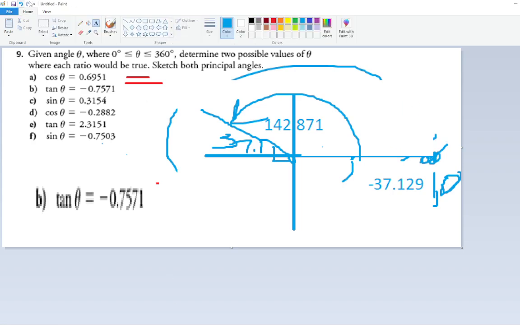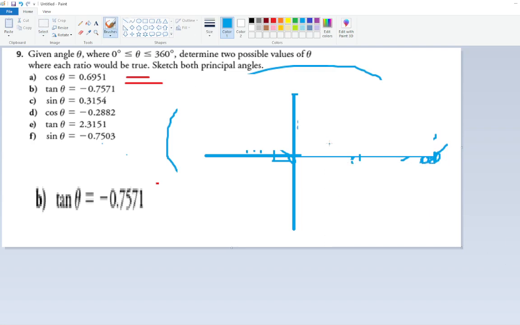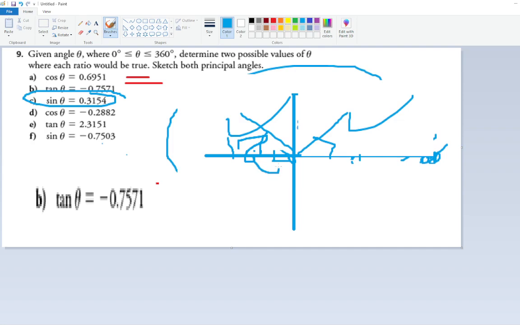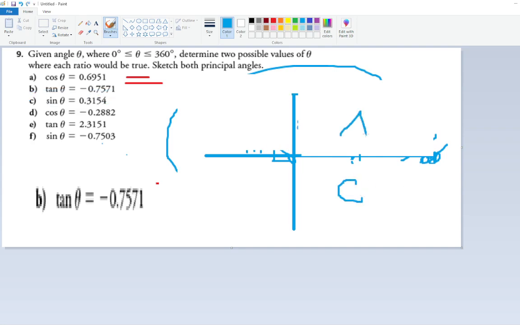Okay, now what about sine? Where's sine positive? So I'm not going to do the rest of them. So sine is positive here, according to cast, and here, which means when I take arc sine of that, it's going to be the acute angle here. Then you have to take that same acute angle here, take 180 minus that acute angle to get the second degree. Where's cosine negative? Cosine is negative here and here.